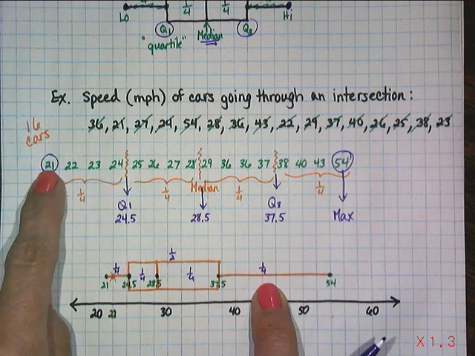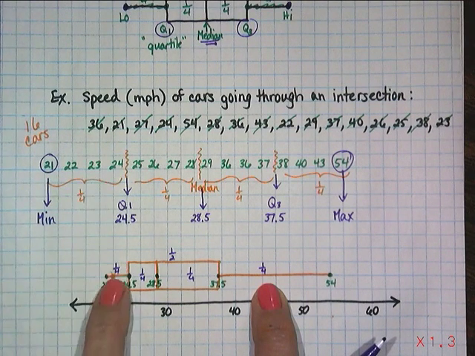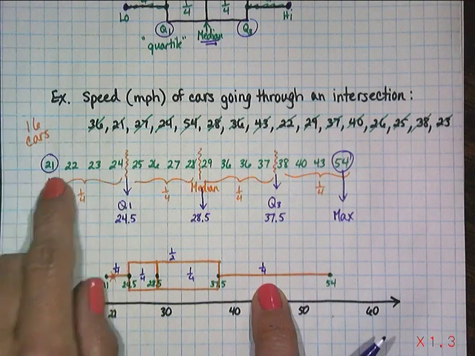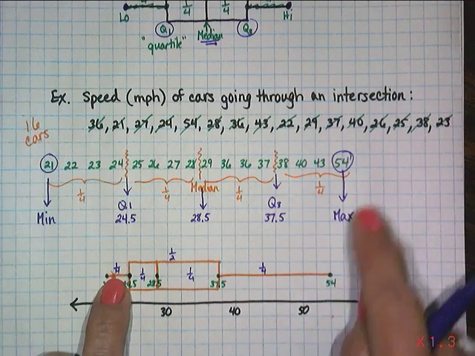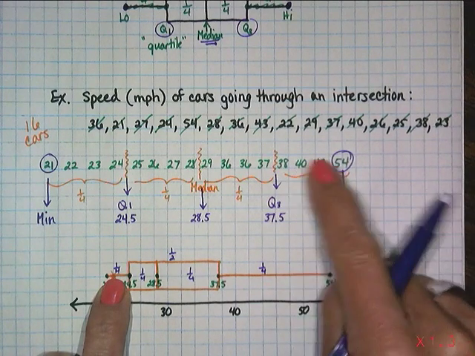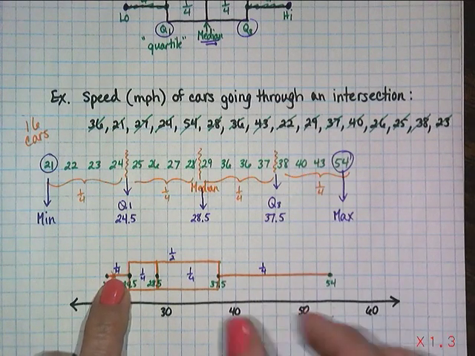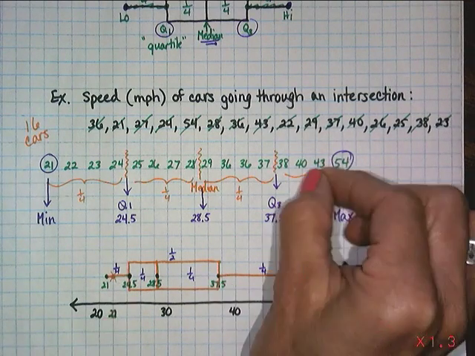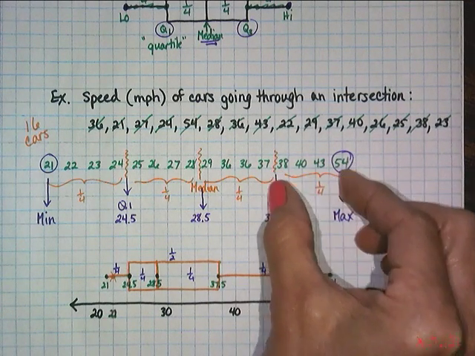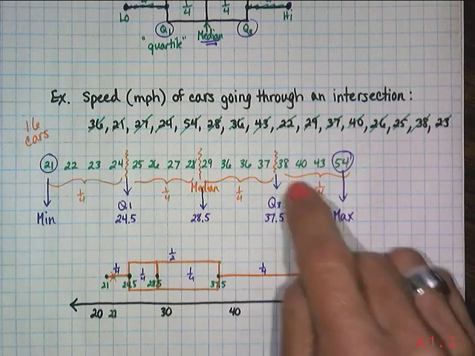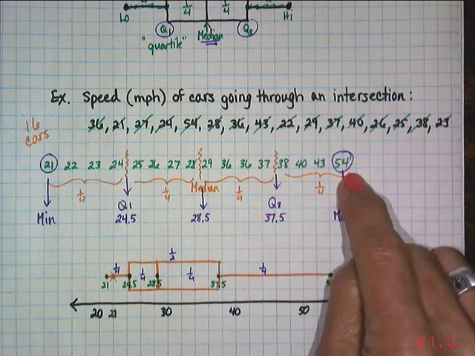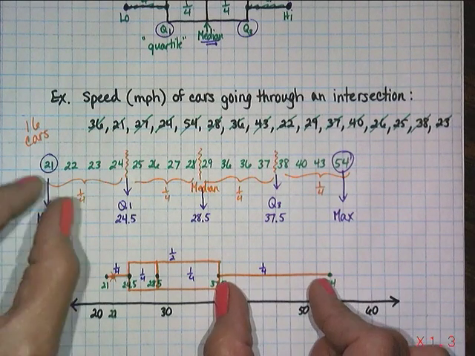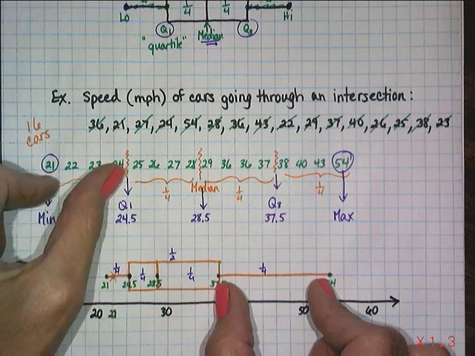You have numbers 21, 22, 23, and 24 in this group. There are 4 numbers in this section. Over here, you have 1, 2, 3, 4 numbers in this section. The reason why this whisker is longer than this whisker is because the distance between these values, the numbers are more spread out from 37.5 out to 54 than they are from 21 to 24.5.